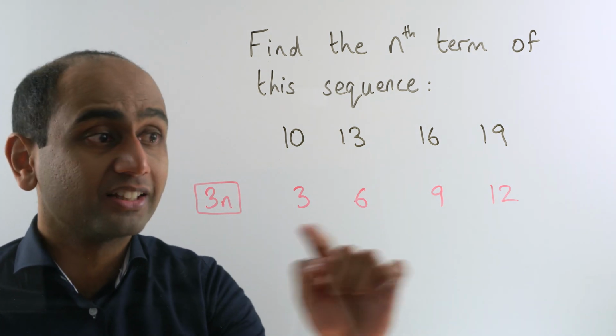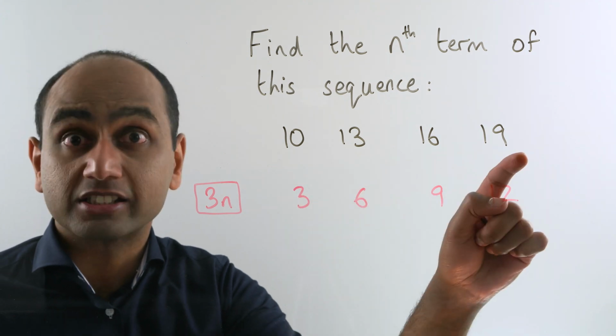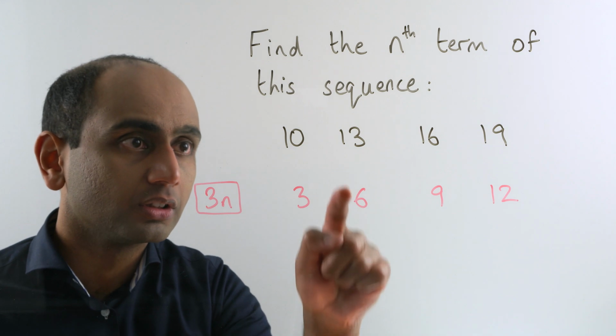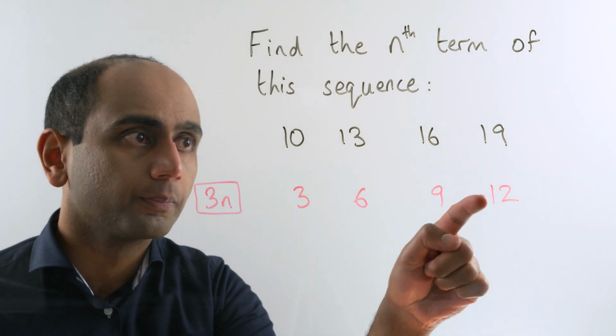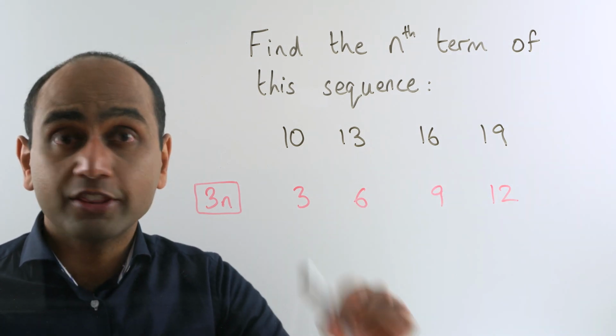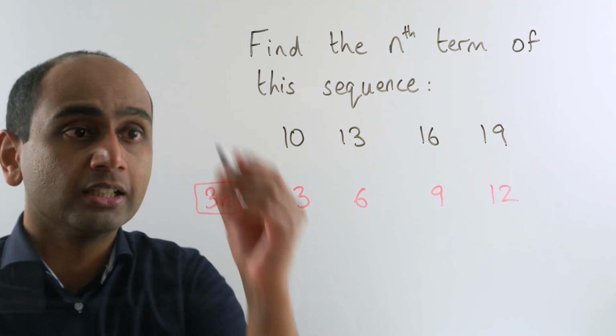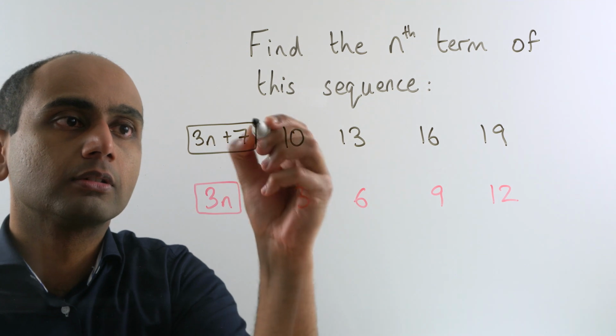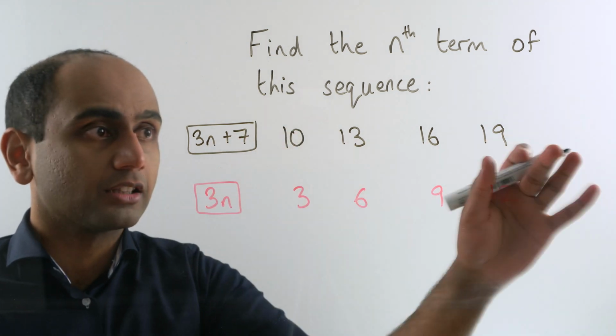Now, what's happening to this sequence to turn it into the one we're actually interested in? Well, hopefully you can see we are adding 7 to each term. And that means the nth term of this sequence is simply 3n plus 7. And that is the nth term of this sequence.